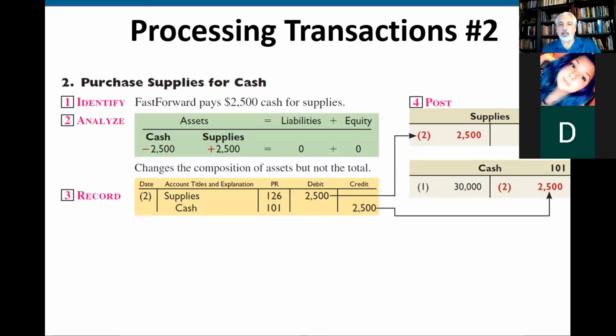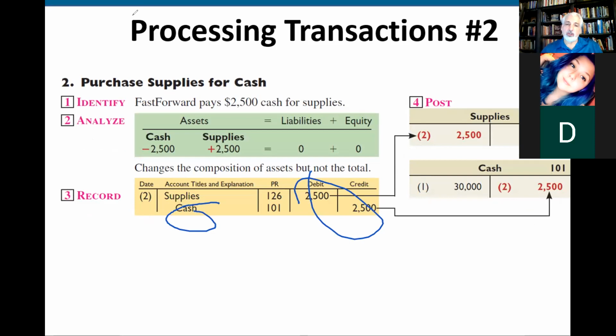Let's start reviewing some more transactions. What do we do here? We bought some supplies for cash. What 2 accounts are going to get hit? Well, the first thing we do, what do I say? Pop in the numbers, 2,500 and 2,500. Then figure out, did cash go up or down? Cash went down.